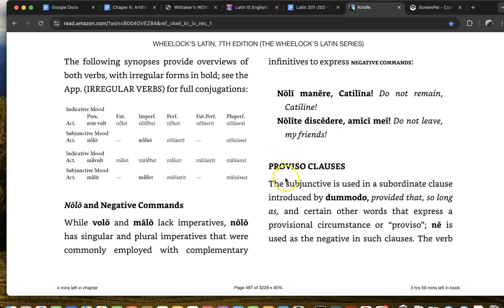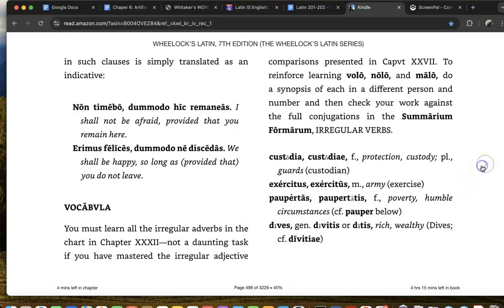And the last topic is so-called proviso clauses, often introduced with this word here, dummodo, which means provided that, and then the negative form using ne. Again, once we look at the examples, you'll see this one is not too tricky despite the rather perhaps unfamiliar description of the topic. Here's a couple good examples of proviso clauses.